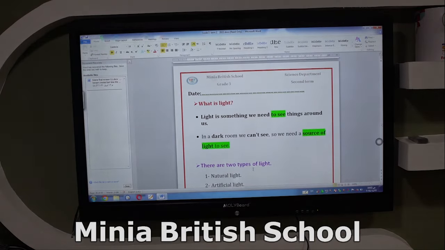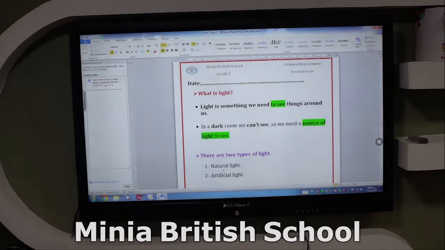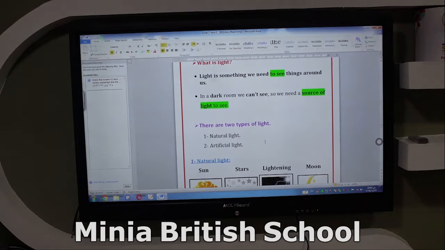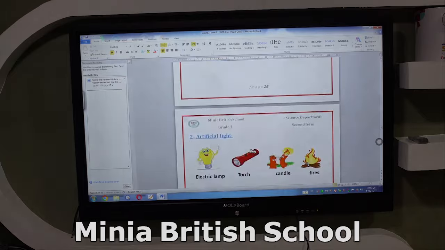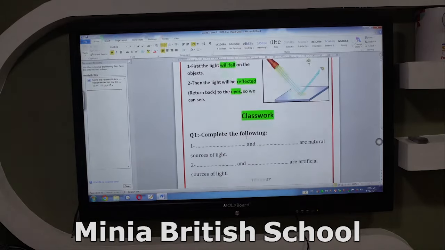We have two types of light: natural light and artificial light. Let's see some examples for natural light. Sun is natural, stars, lightning, and moon. What about artificial light? There are many types: electric lamp, torch, candle, fire, mobile, television, and so on. There are too many examples for artificial light.